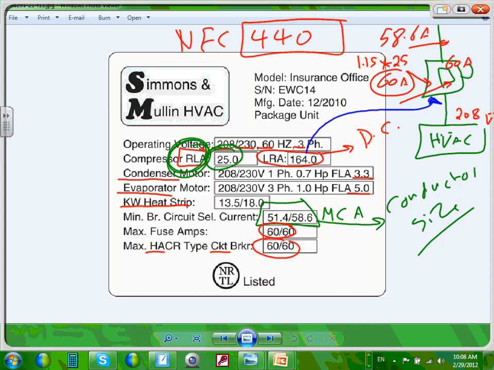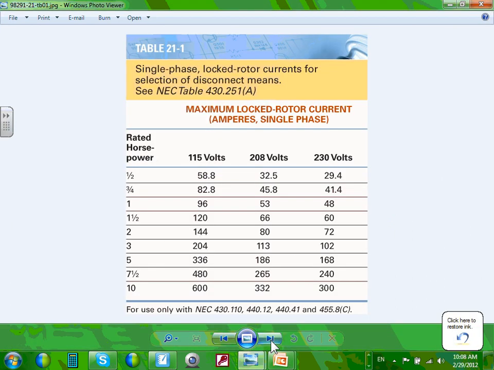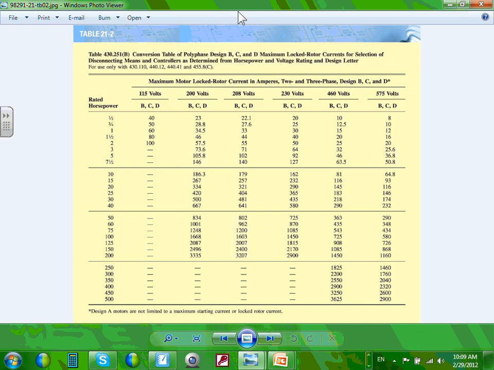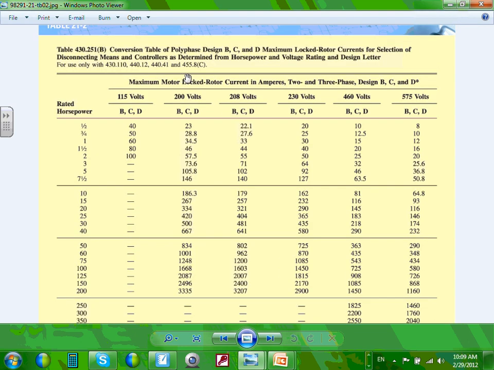Any questions about that? We will do a calculation on that one, guys, how to size them and so forth, but this is just a quick intro, basically. Okay, maximum locked rotor current for certain motors, 440.51. I'm going to go directly into here. Here's how this table is used to size the horsepower of your equipment.